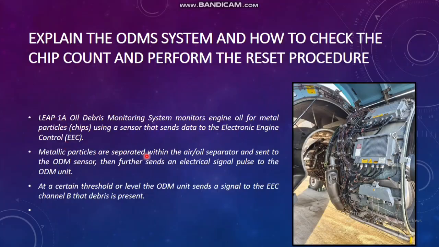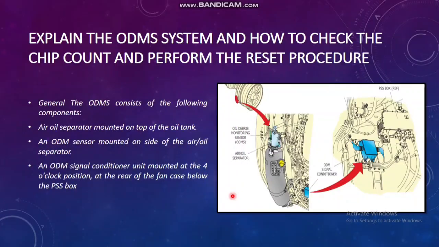Metallic particles are separated within the air oil separator and sent to the ODMS sensor, which sends electrical signal pulses to the ODMS unit. So there is one box, the ODMS monitoring system, a unit installed on the oil tank. At a certain threshold level, the ODMS unit sends a signal to EC channel B that debris is present. As I already told, ODMS will be available on EC channel B only. So you have to go to channel B. You will not find this option in channel A.